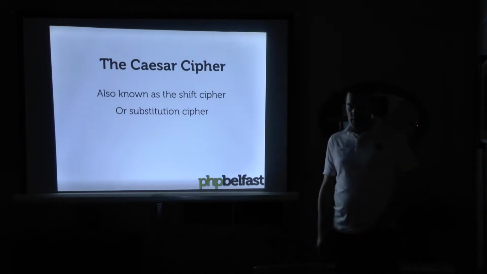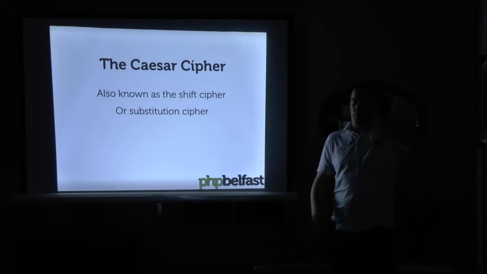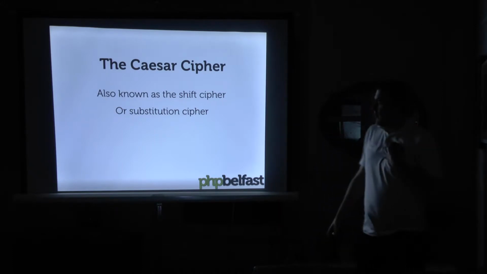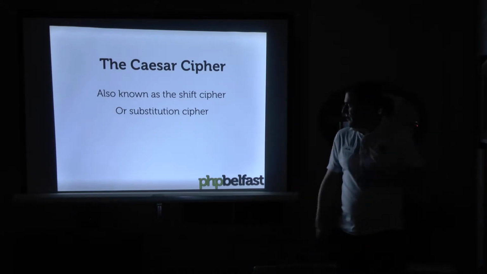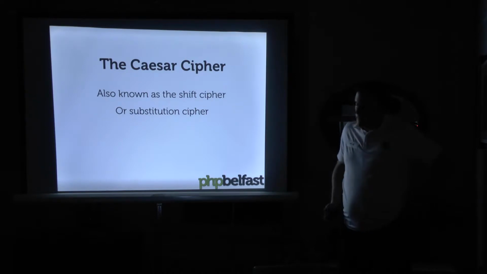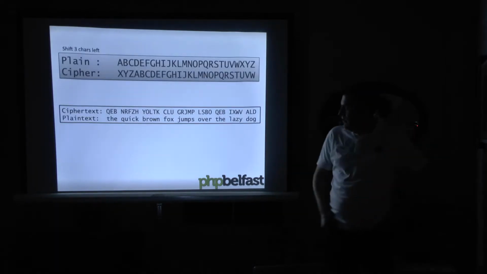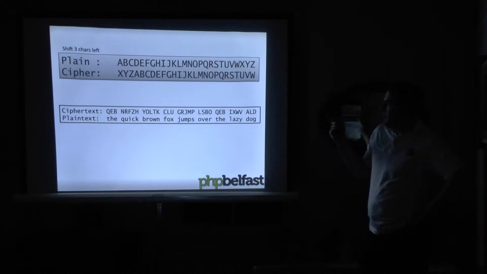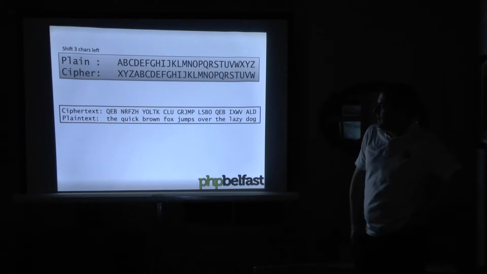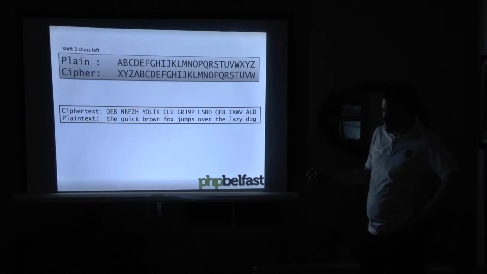The Caesar cipher. It's a shift cipher or a substitution cipher. The name's a bit of a giveaway. It was invented in Roman times. I'll give you a quick example. So really, in this example, the alphabet shifts 3 places. So you see the A becomes an X, the B becomes a Y, C becomes a Z. And there's an example of it in use here.